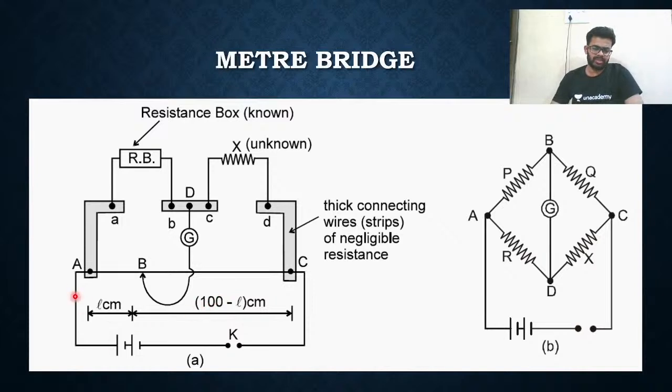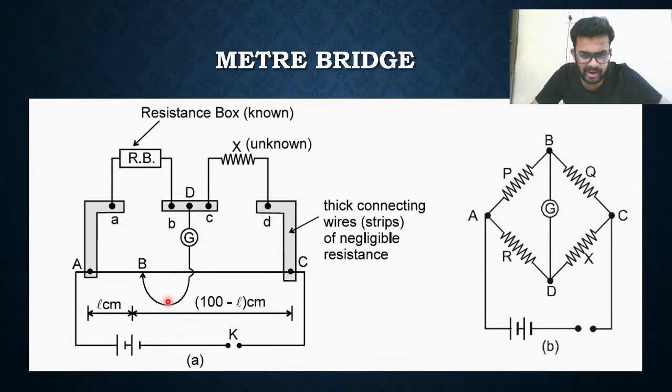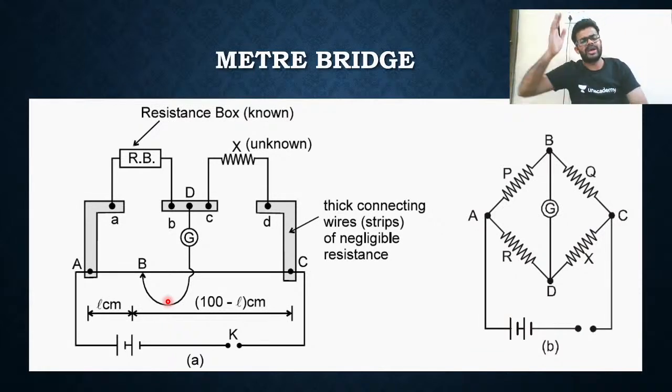Same concept. Below that you have attached one cell, so this wire AB will have some potential gradient. Now you want to find the value of this unknown resistance. So what will you do? This is the point D, where a galvanometer is connected, and it is just moved along the lower wire, the meter bridge wire. Somewhere you will find zero deflection in the galvanometer, meaning no current is passing through the galvanometer. So this is acting as a Wheatstone bridge.